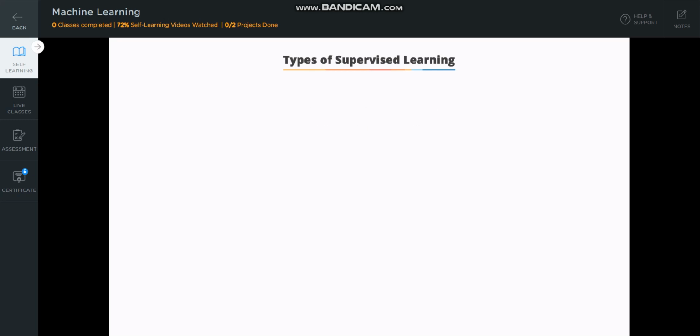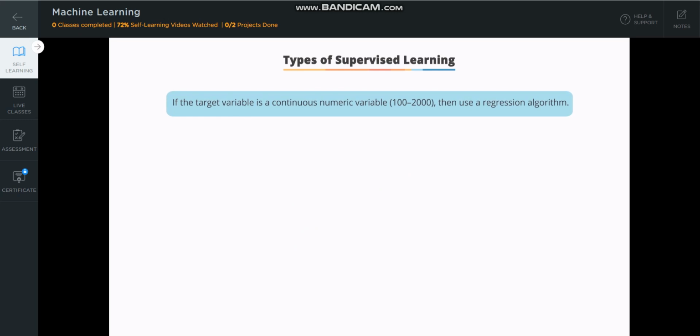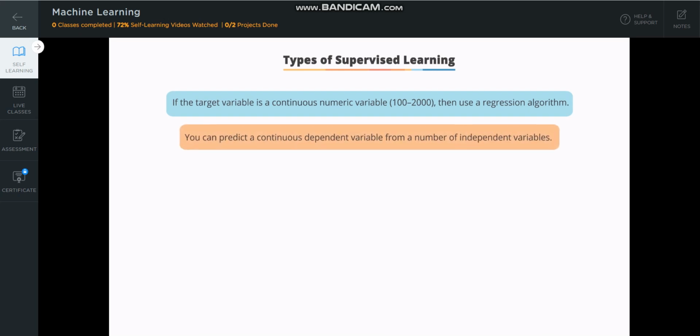Now let us understand when you can use regression. You can use regression when the target variable is a continuous numeric variable, such as numbers from 100 to 2000. Or in other words, regression analysis is used when you want to predict a continuous dependent variable from a number of independent variables. Let's try to understand it through an example.